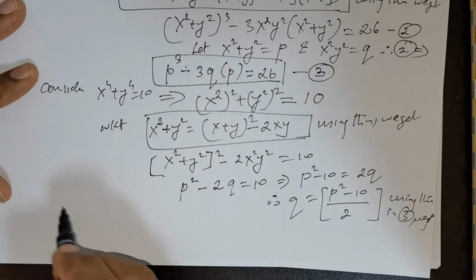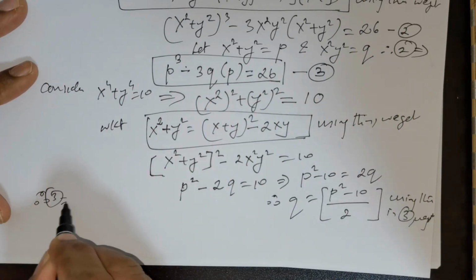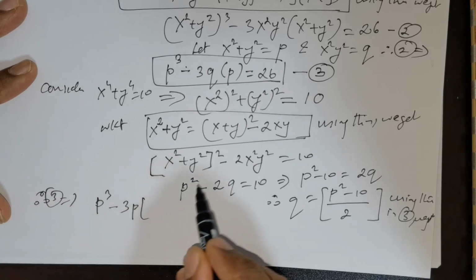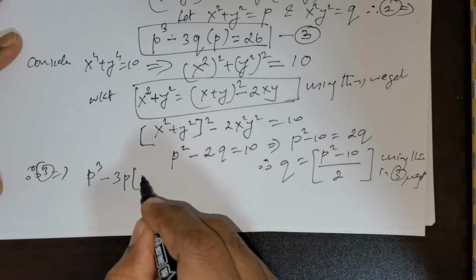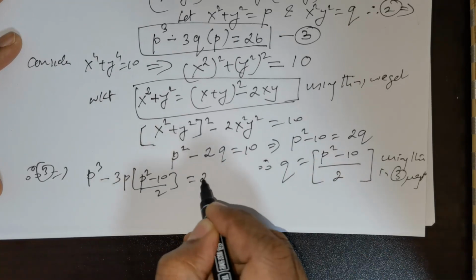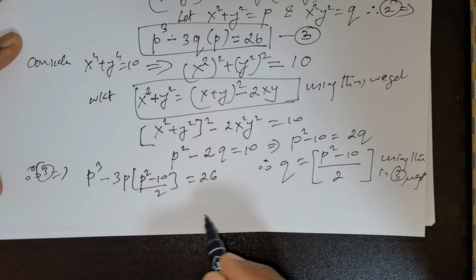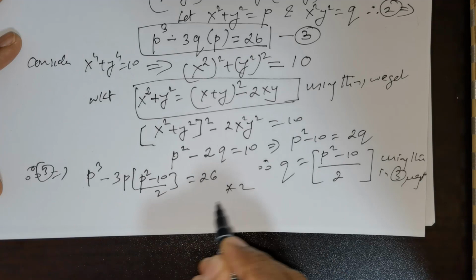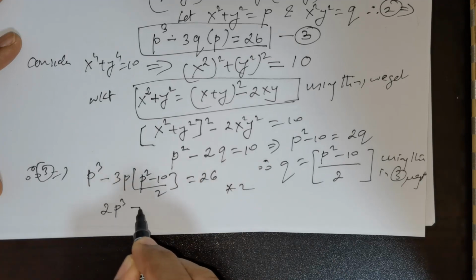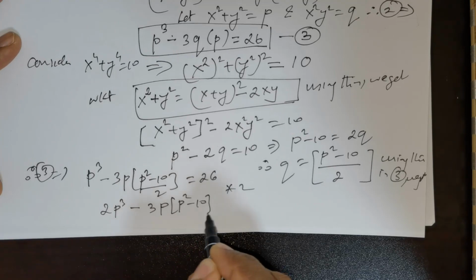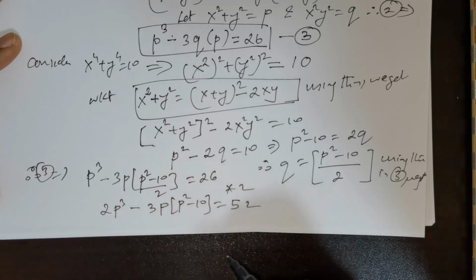You go to 3, therefore 3 is rewritten as p raised to the power of 3 minus 3 times p. In place of q, I'm going to substitute p squared minus 10, divided by 2, is equal to 26. Now I will multiply throughout by 2, that is going to give me 2 times p cubed minus 3 times p of p squared minus 10 is equal to 52.